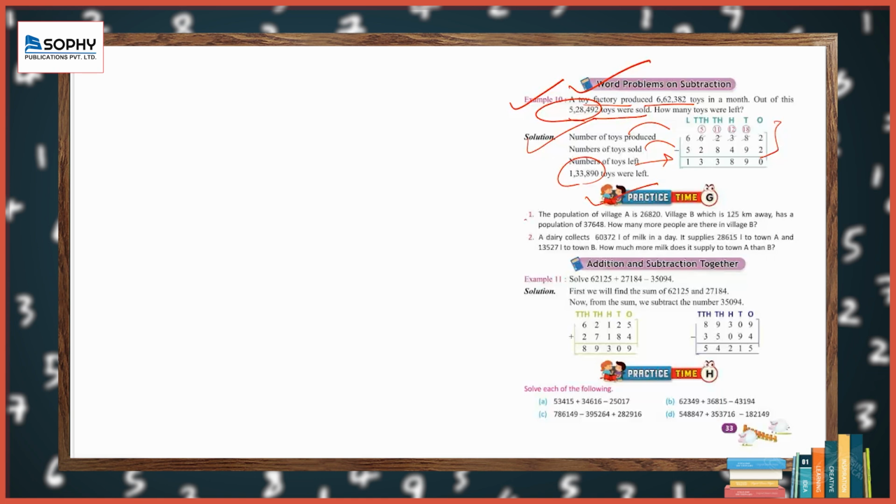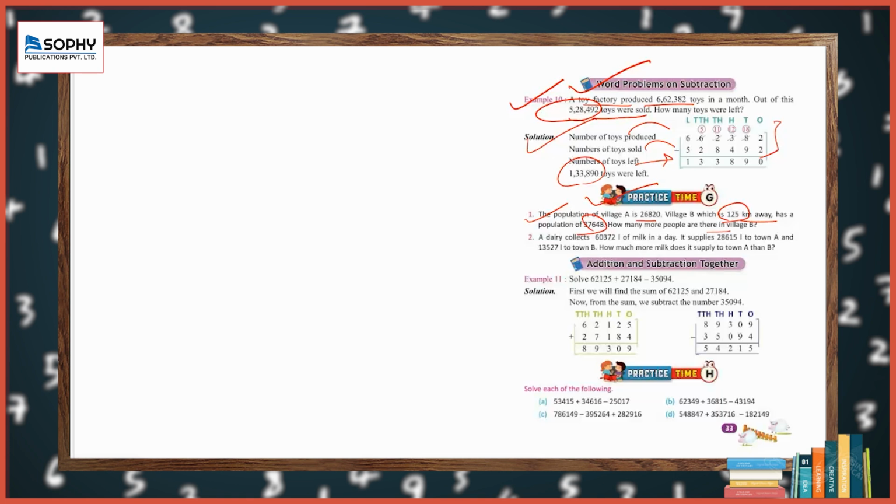Let's look at practice time G, students. In this, firstly, we are told that the population of village A is 26,820 and village B is 125 km away and has a population of this. How many people are there in village B, students? So what we will do, students?